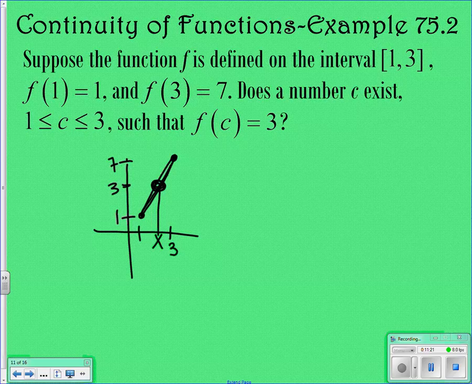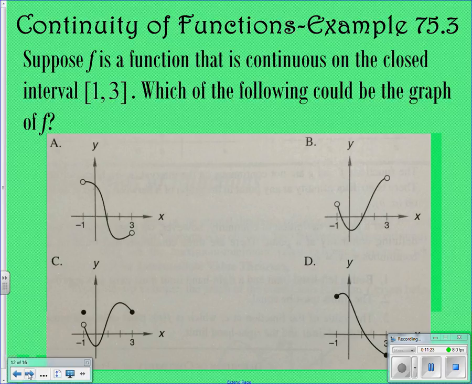Okay? Looking at the next example, suppose f is a function that is continuous on the closed interval from 1 to 3. Which of the following could be the graph of f? Well, it did tell us it's continuous. All of these are continuous. Now it said a closed interval.